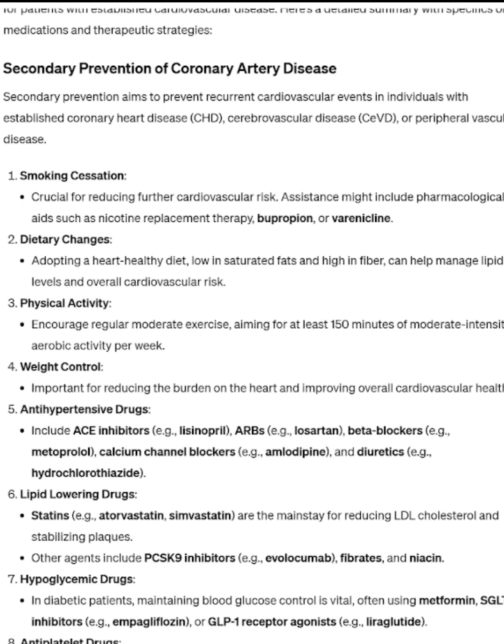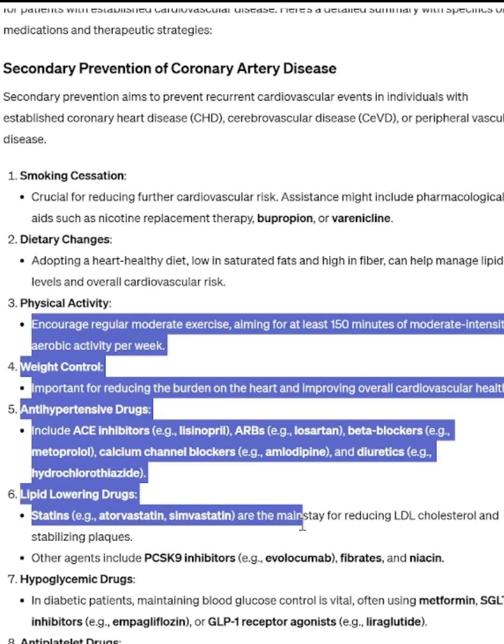5. Antihypertensive drugs include ACE inhibitors, e.g. lisinopril, ARBs, e.g. losartan, beta blockers, e.g. metoprolol, calcium channel blockers, e.g. amlodipine, and diuretics, e.g. hydrochlorothiazide. 6. Lipid-lowering drugs, statins, e.g. atorvastatin, simvastatin, are the mainstay for reducing LDL cholesterol and stabilizing plaques. Other agents include PCSK9 inhibitors, e.g. evolocumab, fibrates, and niacin.